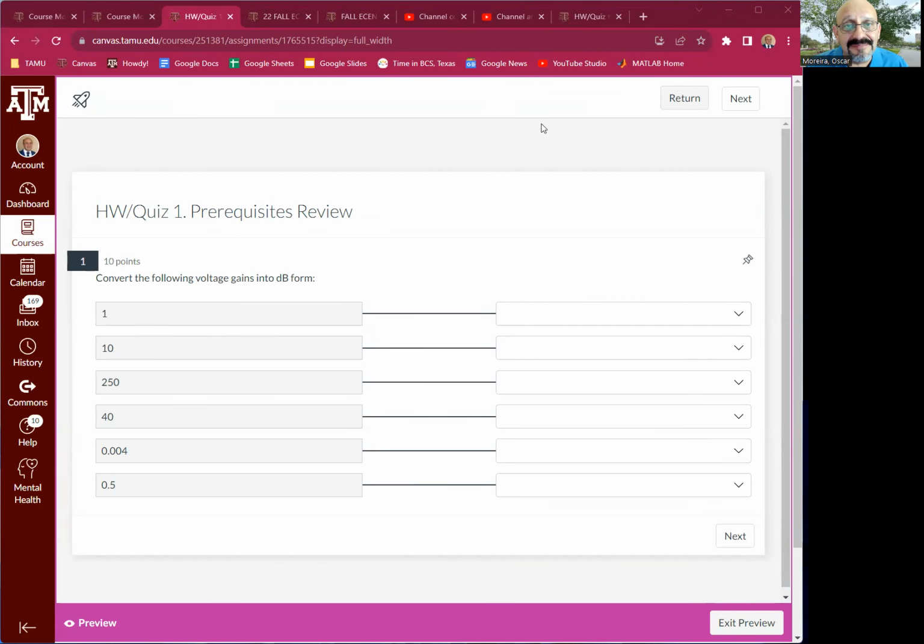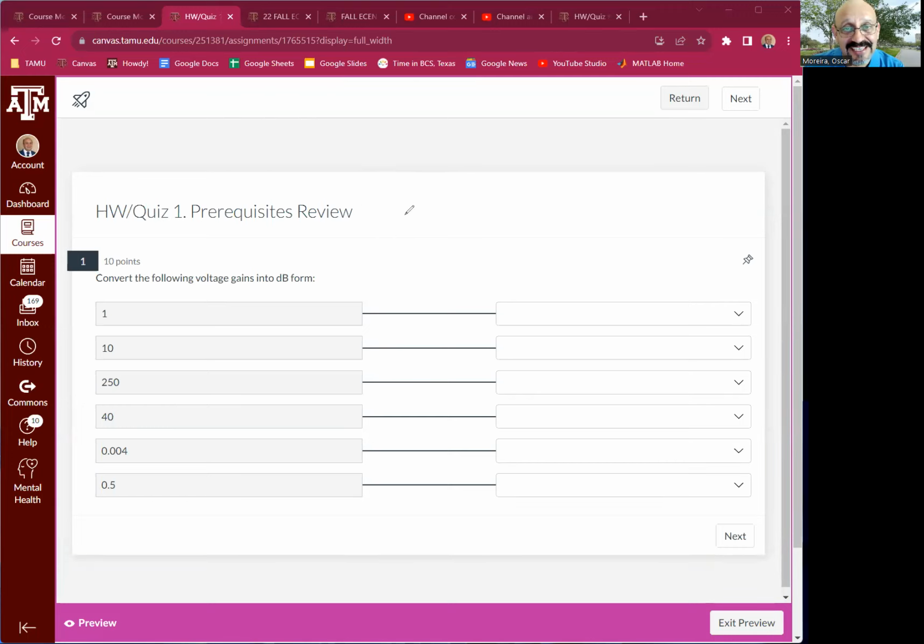Welcome to the first homework of operational amplifiers. In this homework, we're going to review some of the concepts from previous courses and a few of the material that we covered in the first week. So let's first look at problem number 1. In this problem, we are supposed to do some conversion from linear scale to dBs.